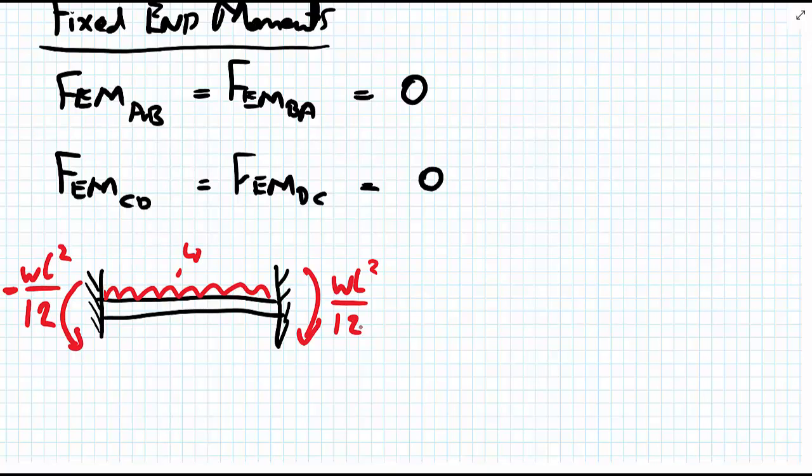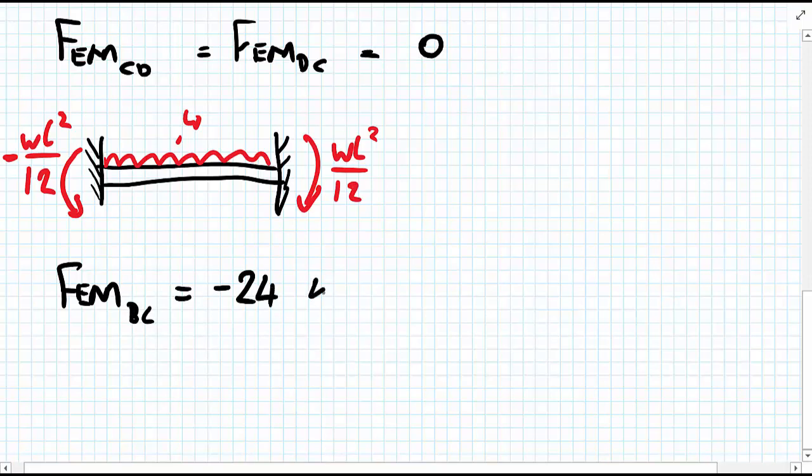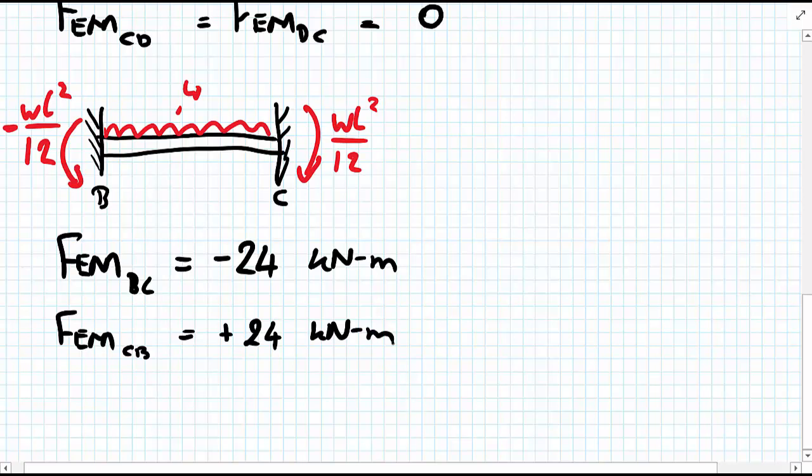At the joints or at the nodes we're going to go anti-clockwise positive, but most of the time we can forget about that and just concentrate on what happens at the member ends. So from here, we can write down our remaining fixed end moments. That is, fixed end moment BC is equal to minus 24 kilonewton meters, and fixed end moment CB is equal to plus 24 kilonewton meters.